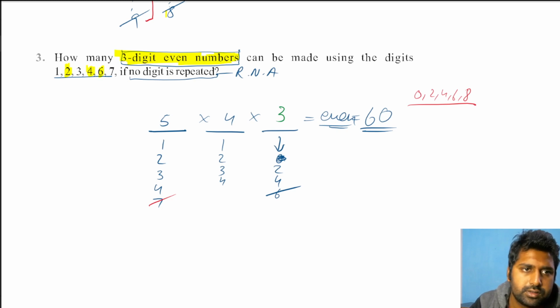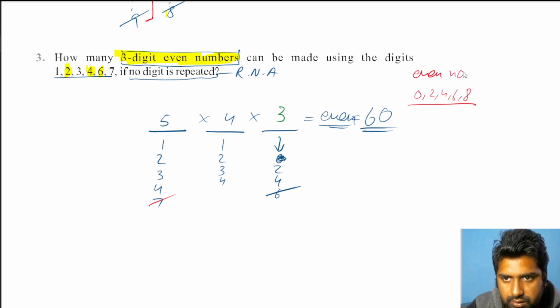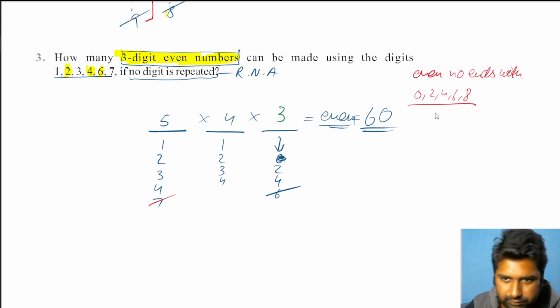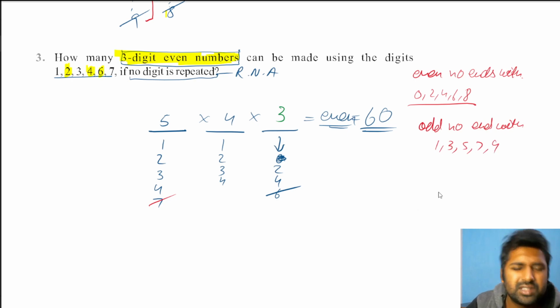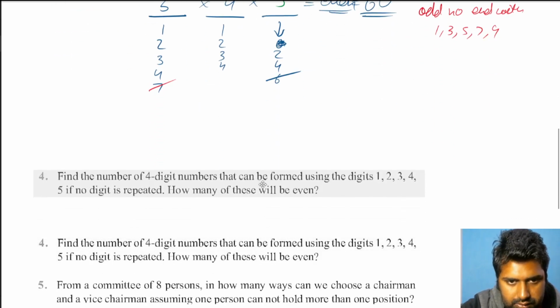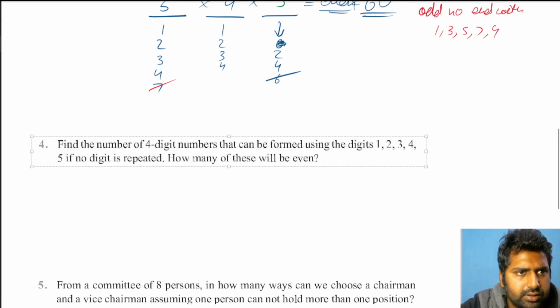Okay. So even number, what is the idea? An even number ends with 0, 2, 4, 6, 8. And the same idea can be used for odd numbers also. Odd numbers end with 1, 3, 5, 7, 9. The same question can be formulated for a 3-digit odd number also. Okay. All right. Next.